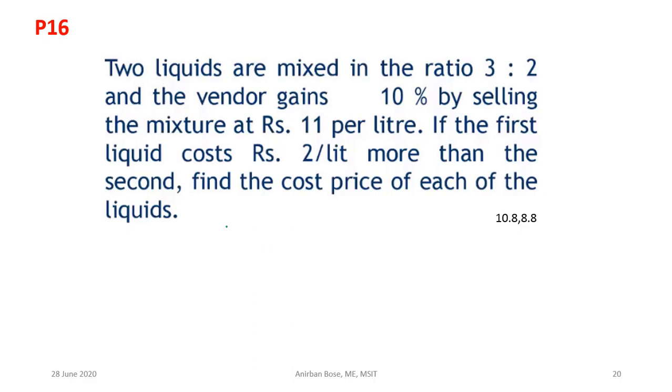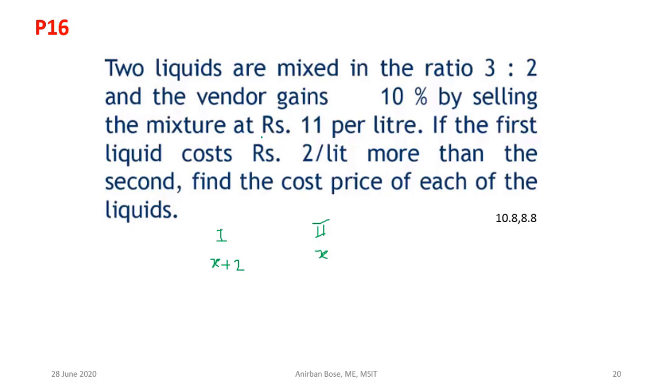So there are two kinds of liquids. Let us consider this is liquid 1 and this is liquid 2. And liquid 1, what is the cost? We don't know, but we know that the first liquid costs rupees 2 per liter more than the second. Let us consider the second is rupees x and the first one is x plus 2.